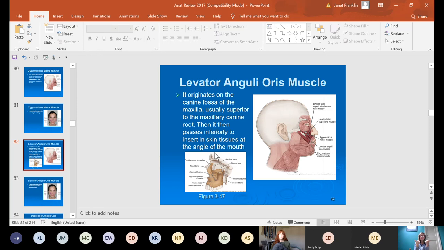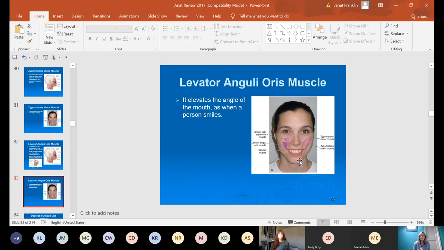So it's going to be right here. And if you look at this picture, here's your levator anguli oris muscle. Again, it's going to lift or levitate the angles of the mouth. It elevates the angle of the mouth as when a person smiles. So all these muscles work together to form your smile. So you should appreciate your smile more. There's a lot of work going into it.